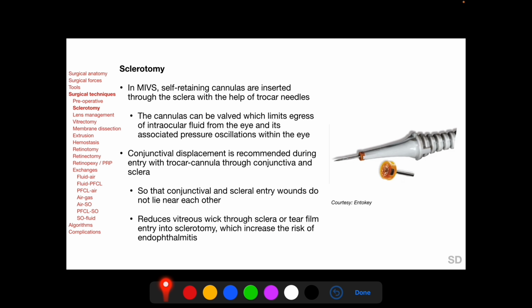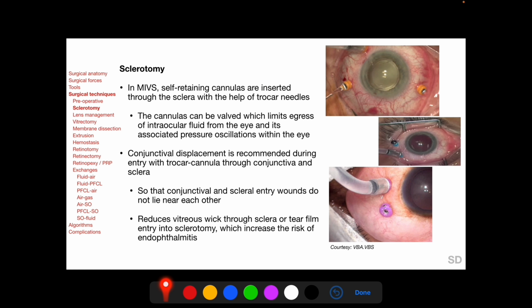Then we come to the actual surgical techniques, and apart from the initial few steps, the remainder of the steps need not be performed in the order mentioned. In MIVS, self-retaining cannulas, as shown here in this photograph, are inserted through the sclera with the help of trocar needles. The cannulas can be valved, an example of which is shown here in this photograph, which limits egress of intraocular fluid from the eye. Otherwise, non-valved cannulas should be plugged when not in use to prevent egress of intraocular fluid through the sclerotomy.